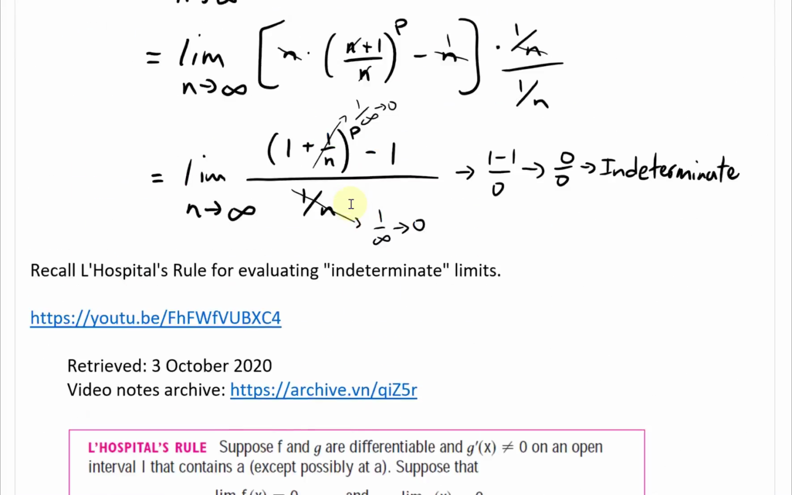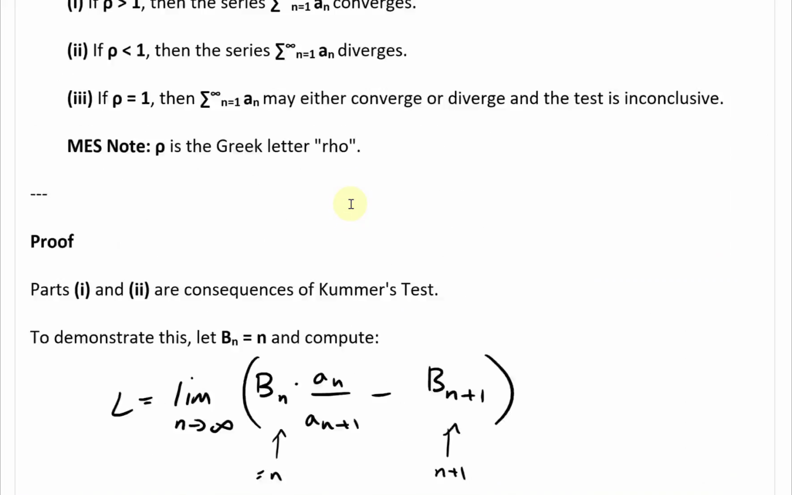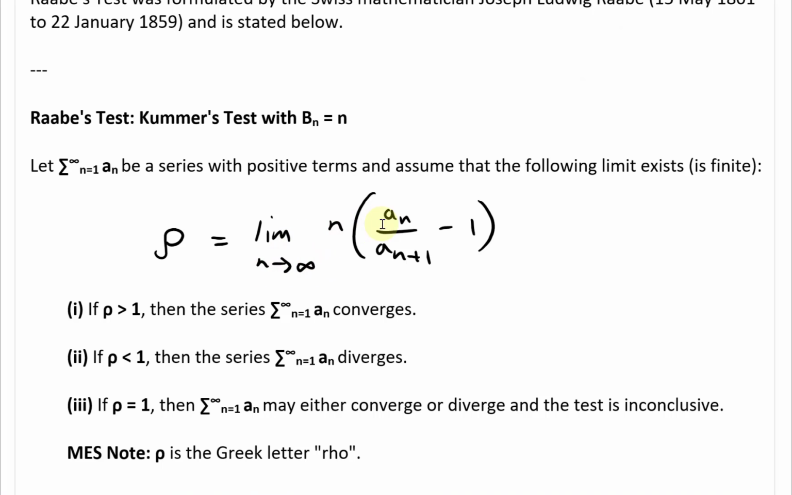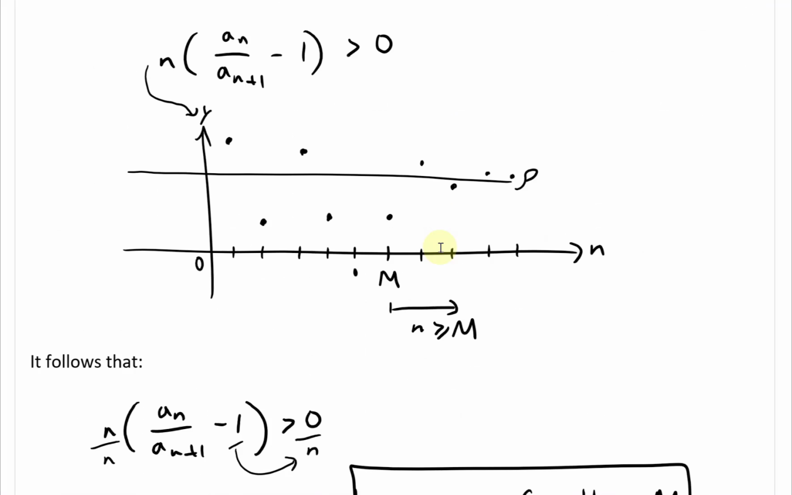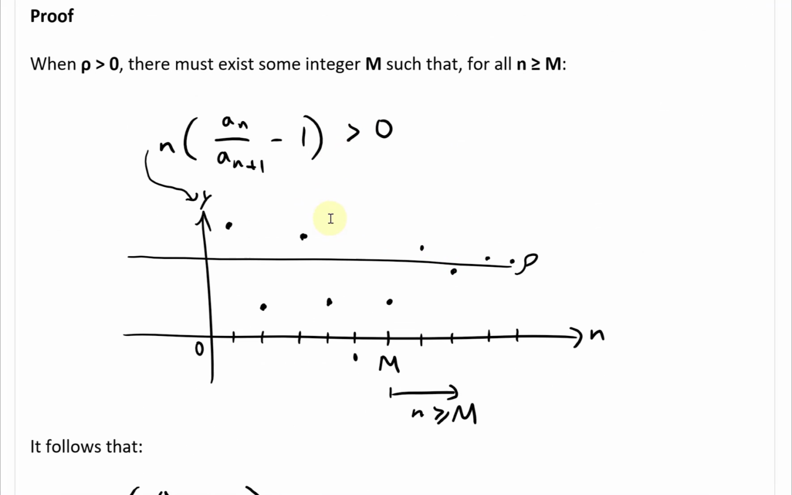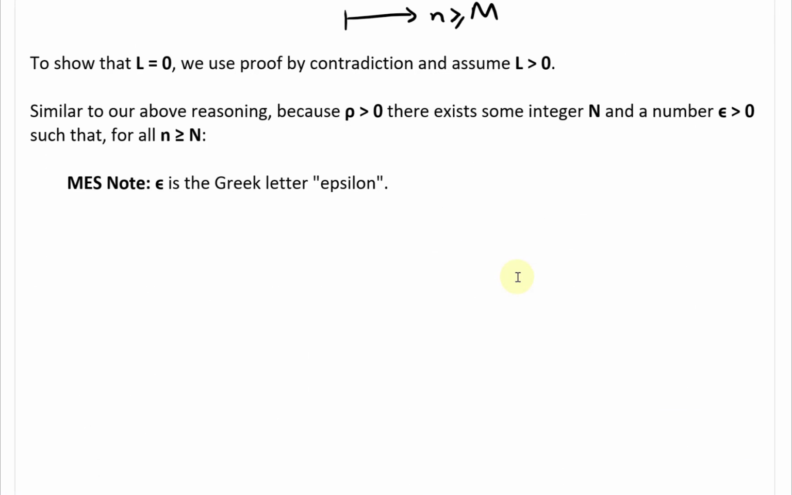Again, remember Raabe's test. Rho is the limit as n approaches infinity of n times (a_n over a_(n+1) minus 1). So we'll look at this term. This term needs to be greater than epsilon. It's the exact same thing as we had over here, where we had it greater than 0, but now we're looking at another number, epsilon, somewhere in between, because rho is greater than 0. So let's write that down: n times (a_n over a_(n+1) minus 1) is greater than epsilon.